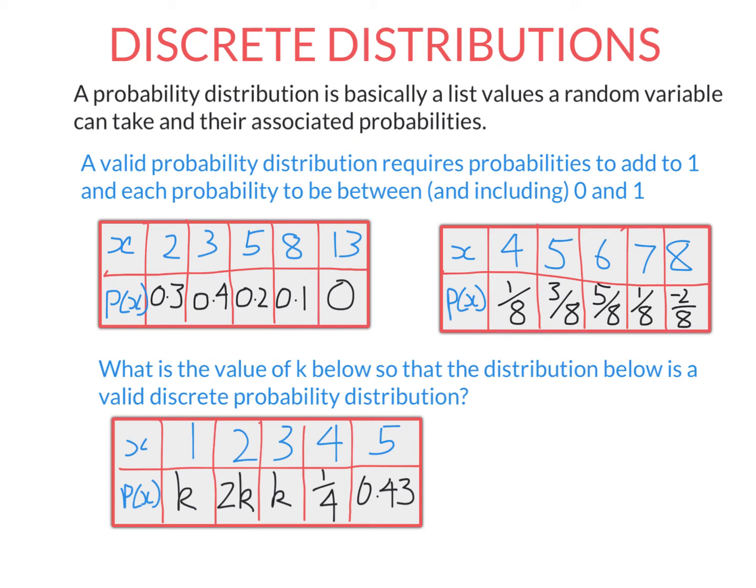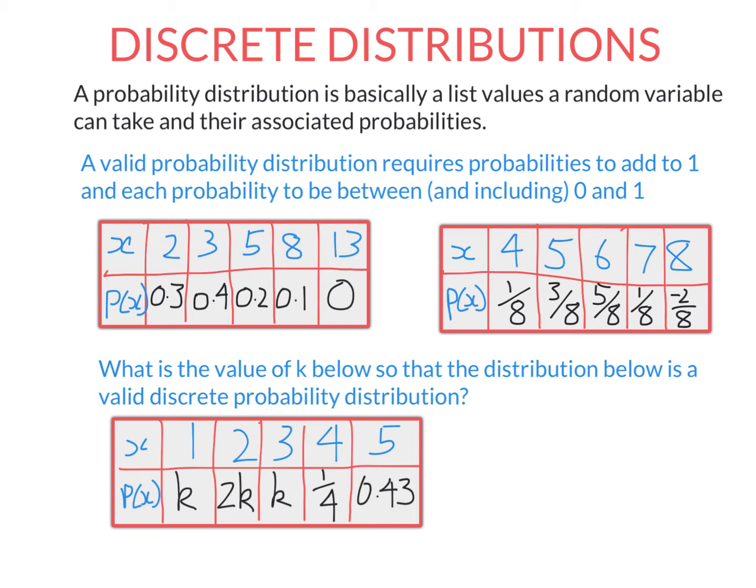Thank you so much for tuning into this video in which we will go through discrete probability distributions. A probability distribution is just a list of values that a random variable can take and their associated probabilities. So when we're looking at probability distributions, it's something like this: the values that x, the random variable, can take and the probability associated with taking each of those values. That's what a probability distribution is.